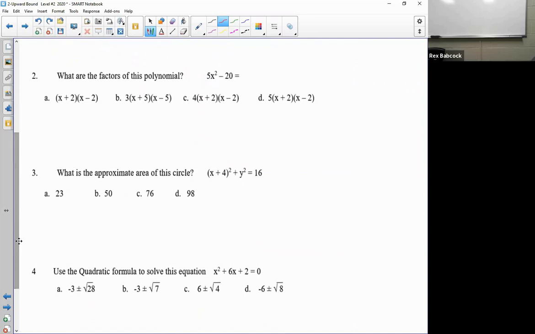What are the factors of this polynomial? Well, first off, you can take a 5 out of everything and have x squared minus 4. Oh, difference of perfect squares. I took a 5 out, and right there's the answer. There it is, factor. Difference of perfect squares.